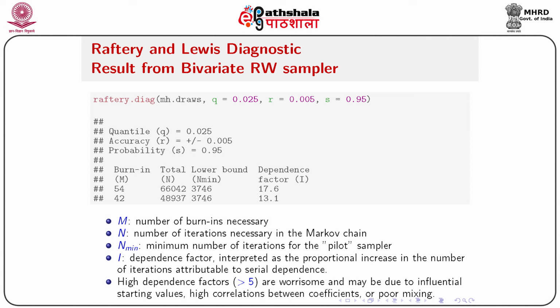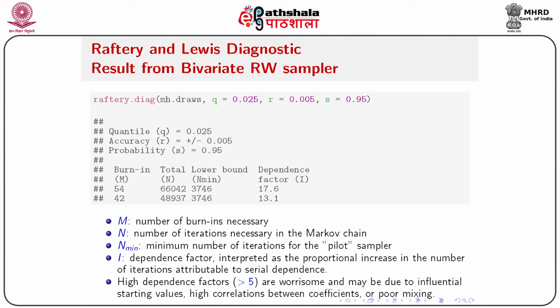Then here is the required N, and the lower bound minimum is this, and the dependence factor is 20.4. The interpretations are below. M is the number of burn-in iterations necessary, N is the number of iterations necessary in the Markov chain, N minimum is the minimum number of iterations for an independent sampler, and I, the dependence factor, is interpreted as the proportional increase in the number of iterations attributed to the serial dependence.